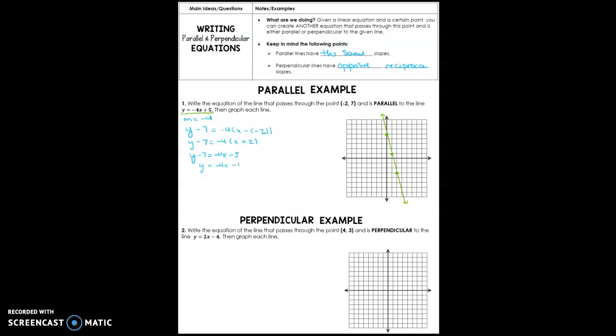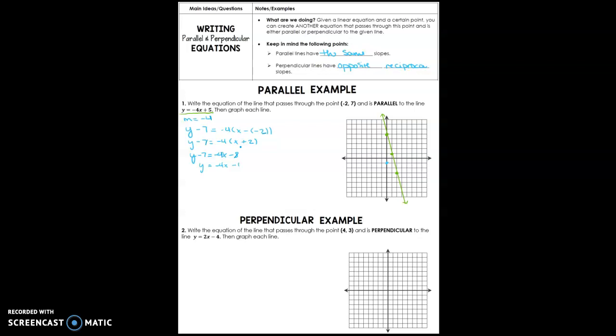So now I want to distribute in that negative 4 and get y minus 7 equals negative 4x minus 8. And now we add 7 to both sides and get negative 4x minus 1. So now in blue, I'm going to go ahead and graph this. So my y-intercept here is negative 1. So I'm starting at negative 1 on the y-axis.